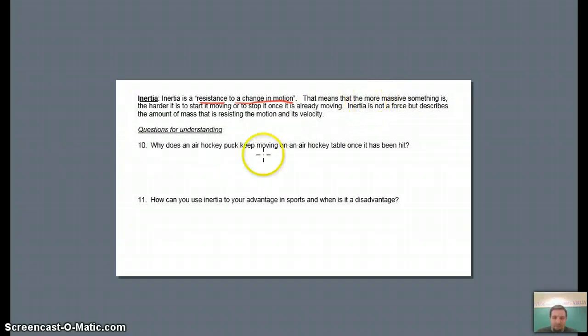Why does an air hockey puck keep moving on an air hockey table once it has been hit? Well, on an air hockey table, the puck is actually hovering above the table. There are little pockets of air shooting the puck up to create a situation in which the friction is very close to 0. We can assume that the air friction is 0. So once you apply a force to it, it's going to keep moving in a straight line at that constant speed forever until it hits the side of the air hockey table.